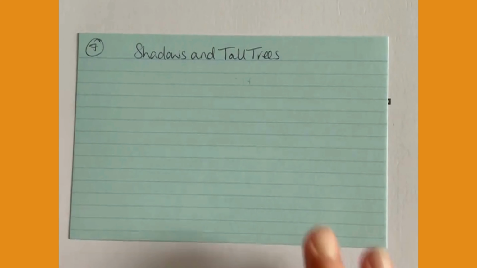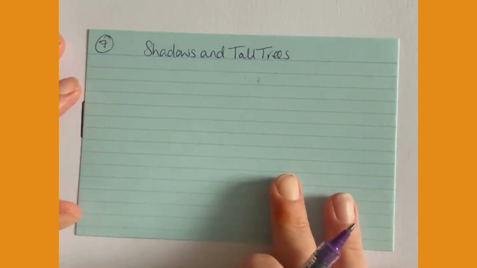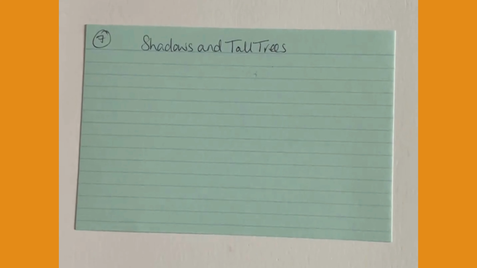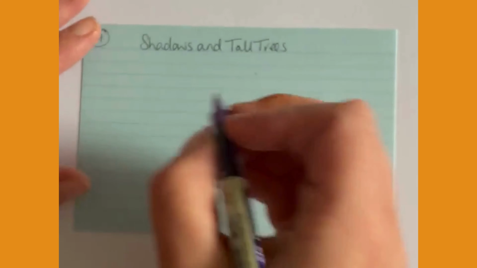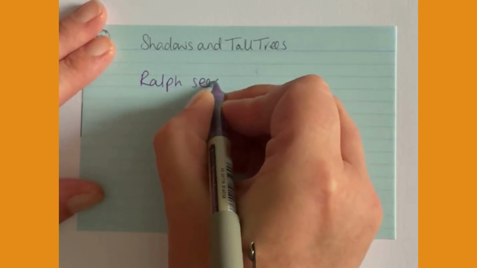So chapter 7 is Shadows and Tall Trees. When he joins the hunt, Ralph starts to see the appeal. Ralph and Jack climb the mountain, even though it's dangerous to do so at this point, but they're both pushed on by pride and not wanting to lose. They see the beast and report back. So Ralph sees the appeal.